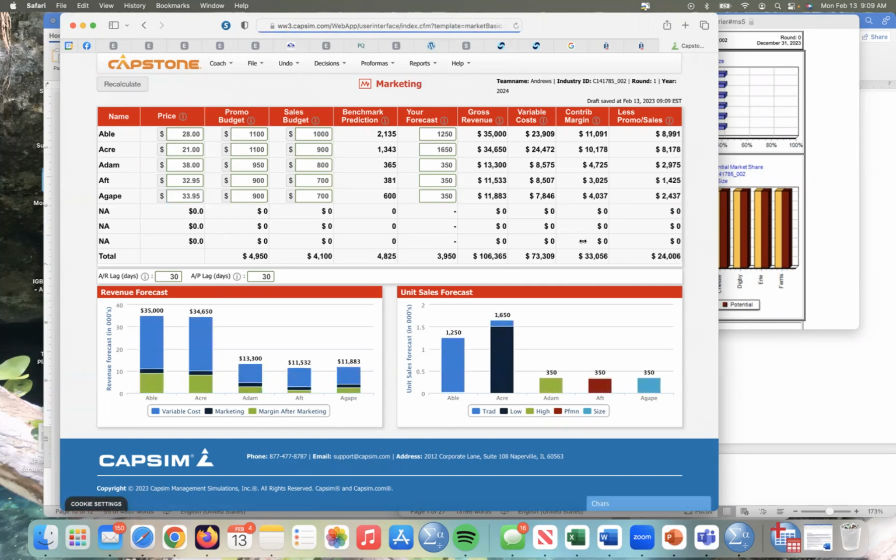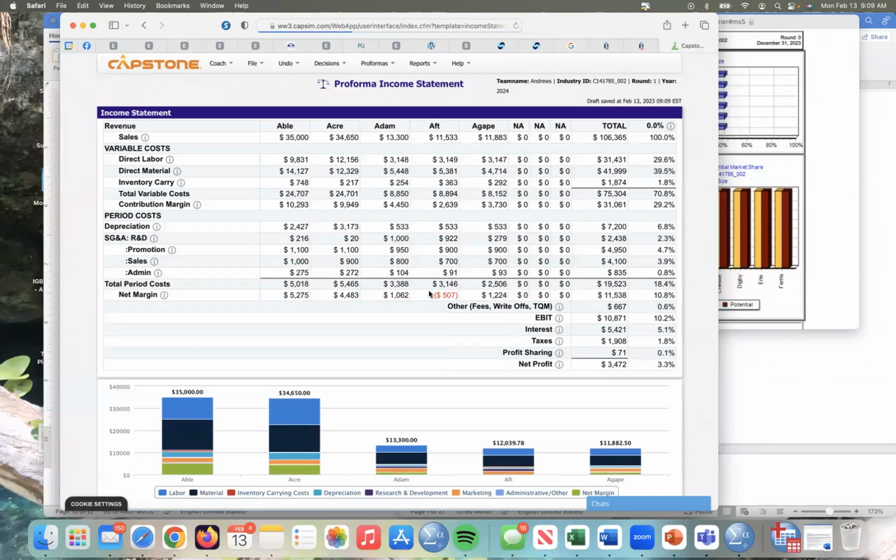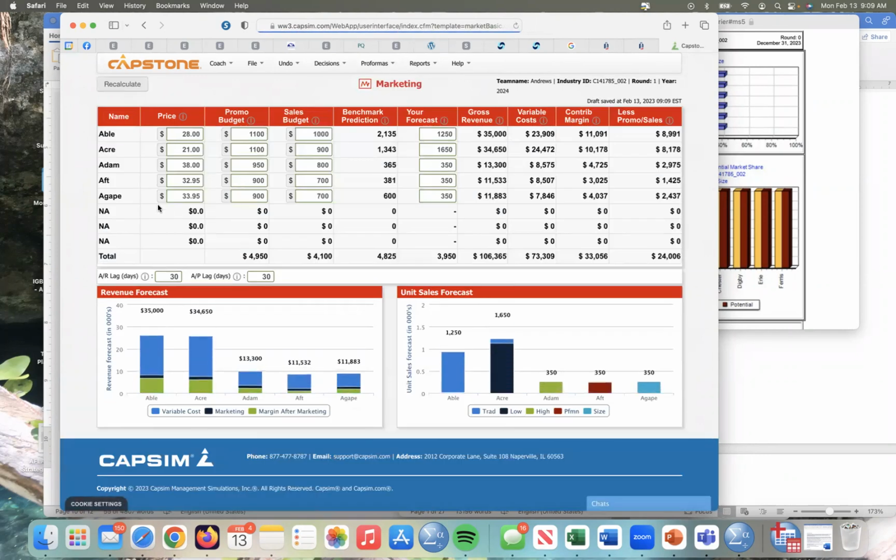Okay. So that does increase my contribution margin a bit. When I look at my pro forma, we're still losing money for aft. So let's go back and see what we can do. On the marketing page for aft, let's go up to $33.95 and reduce our promotion budget a bit here. And recalculate. All right.